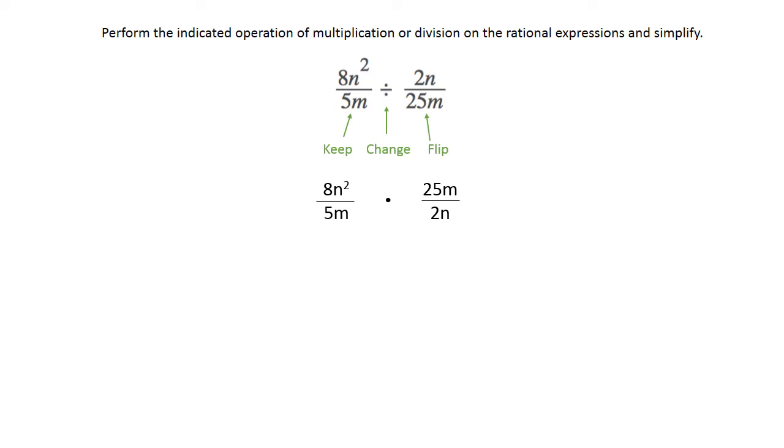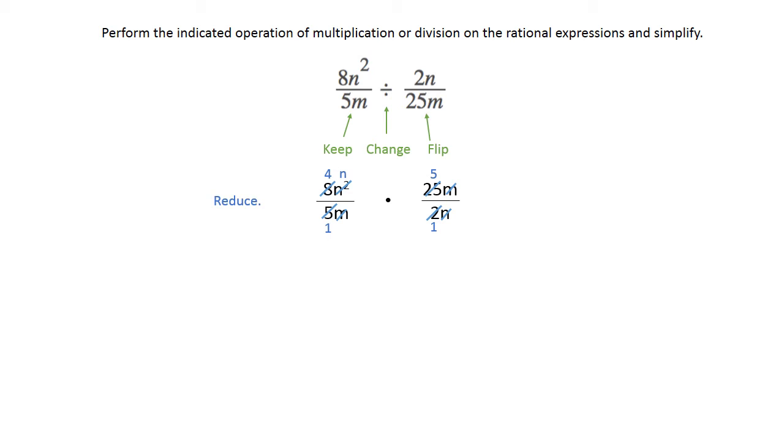The next thing you're going to do is look for things in this example that you can reduce, because there's no pluses or minuses, so we can just start reducing. The 8 and the 2 can reduce to a 4 over 1, and the 5 and the 25 can reduce to a 5 over 1. The n's can reduce, that top n squared can become n, the bottom n will just go away, and the two m's will just cross right out because they are the same top and bottom, so they are eliminated.